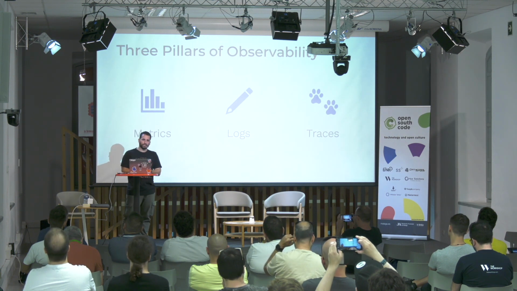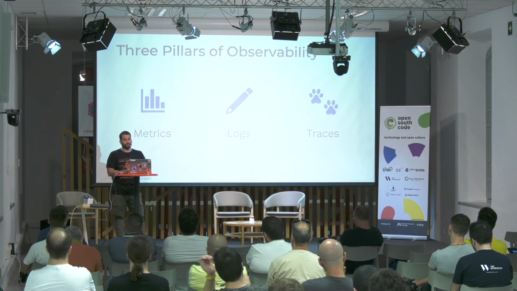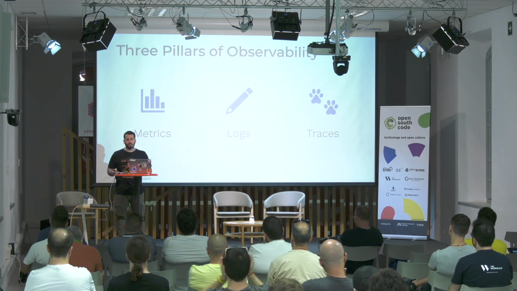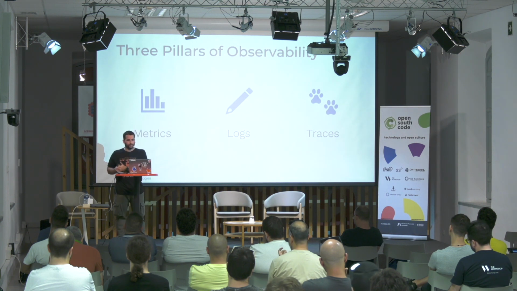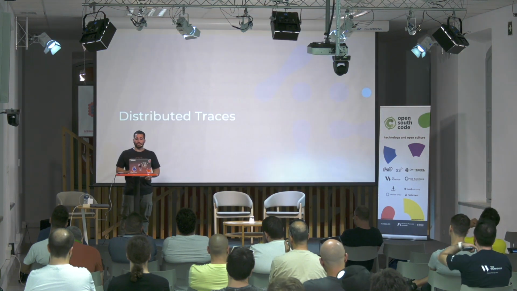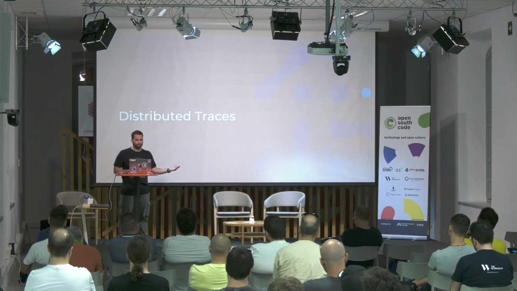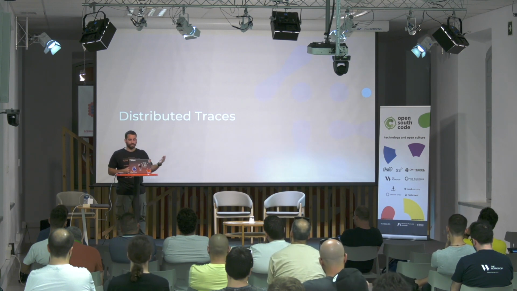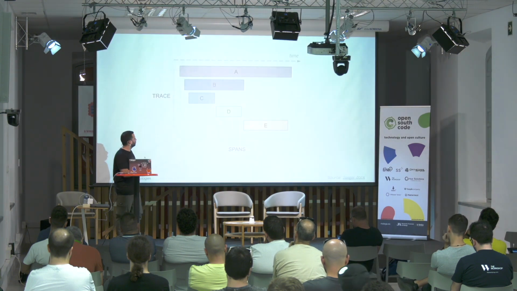Then we have the logs. Logs are data records that can be structured or unstructured, and they are the most essential kind of output that almost every system produces. And then we have the traces that show where something happened. If we are talking about microservices and distributed systems, we need to talk about distributed traces, which tell us where something happened in our system.